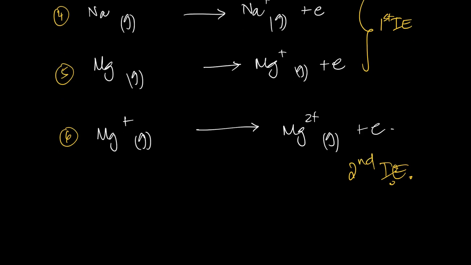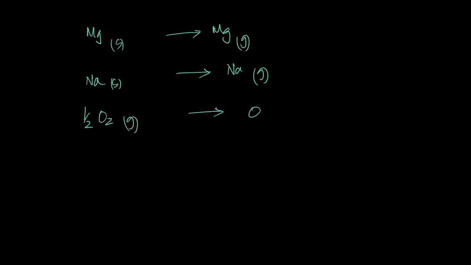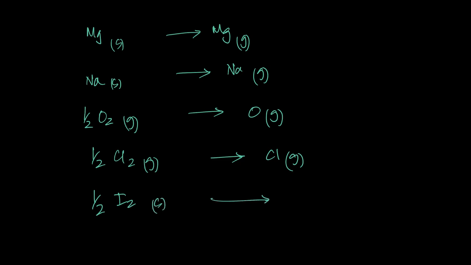After looking at these first and second ionization energy reactions, there's another type of reaction that I'd like to label also. This one looks like magnesium solid becoming magnesium gas. You've got sodium solid becoming sodium gas. You've got half O2 gas becoming O gas. You have half Cl2 gas becoming Cl gas. You can even have half I2 solid becoming I gas. These are reactions you've seen before. Yeah. These are all, thank you Z, we're on the dot. These are all known as standard enthalpy of atomizations.